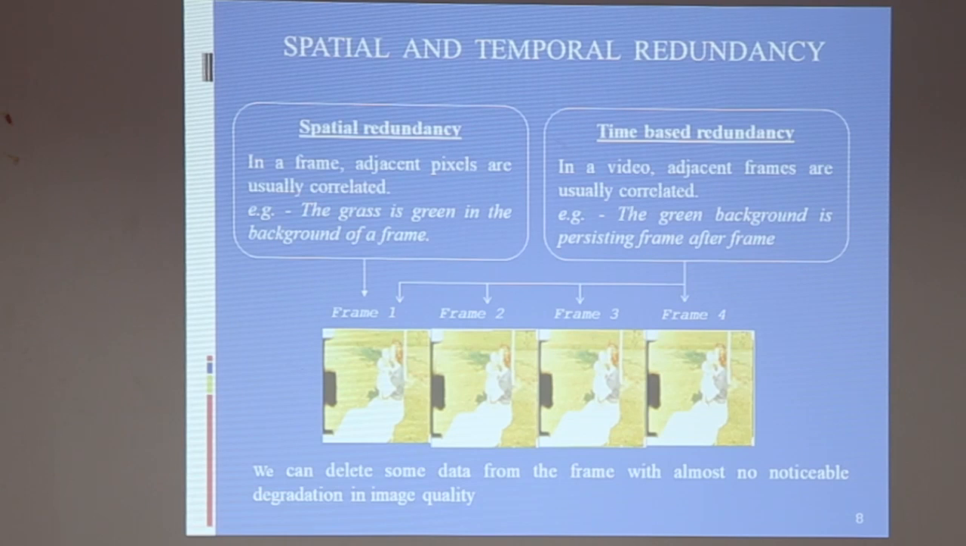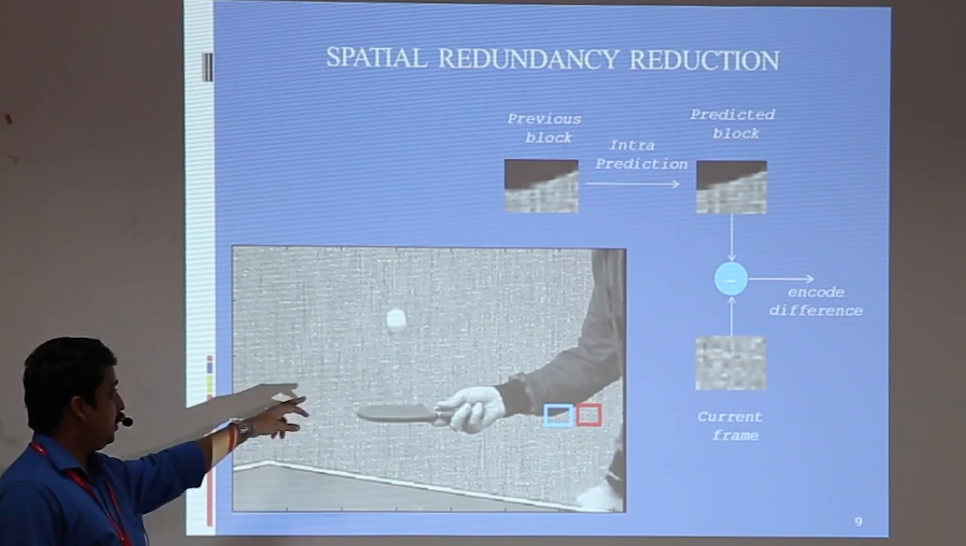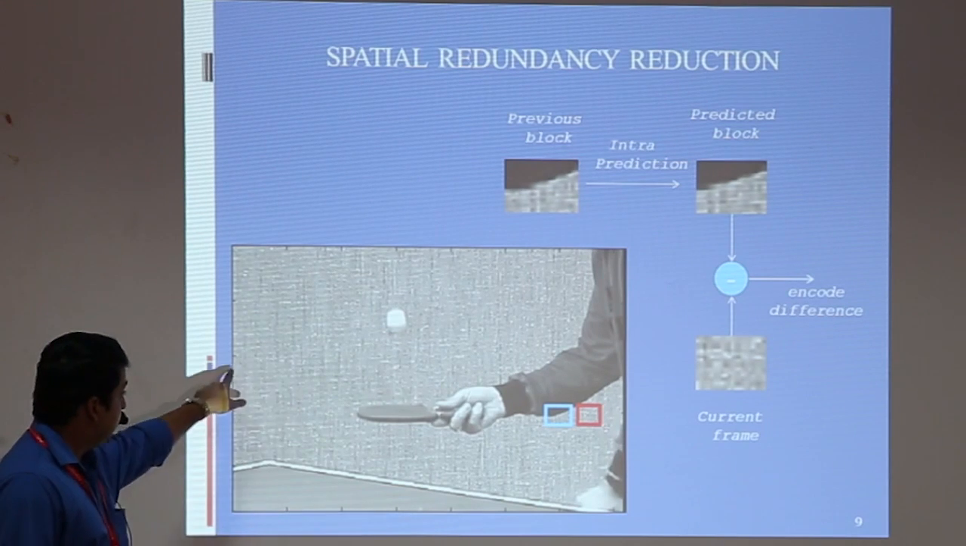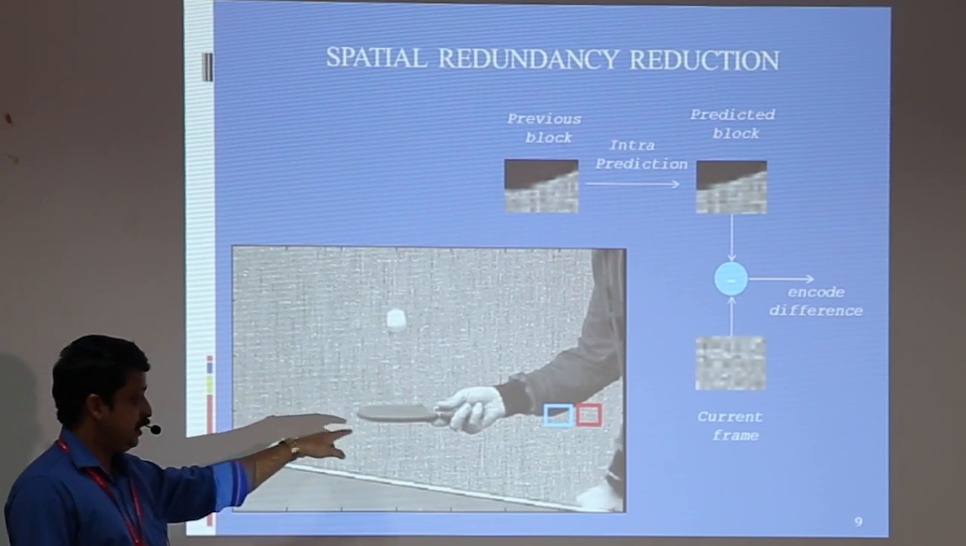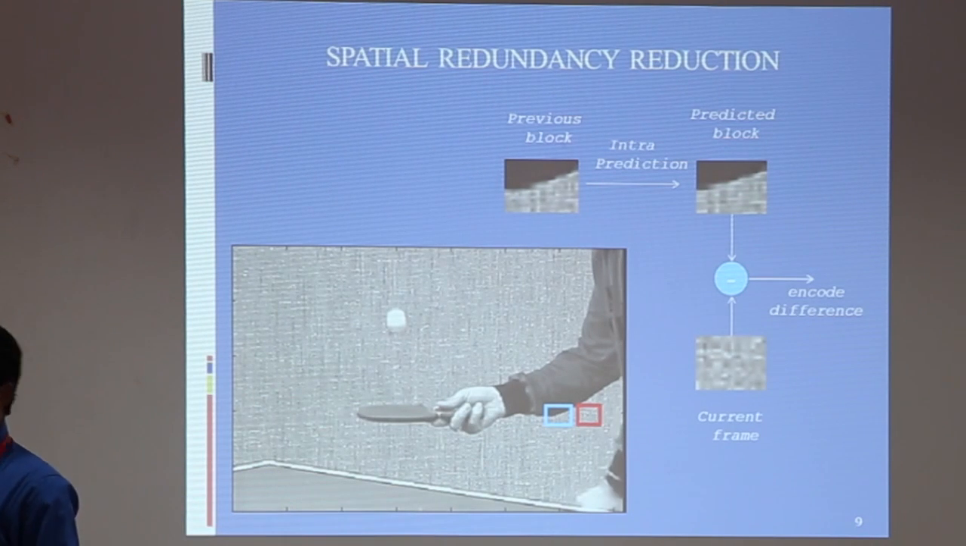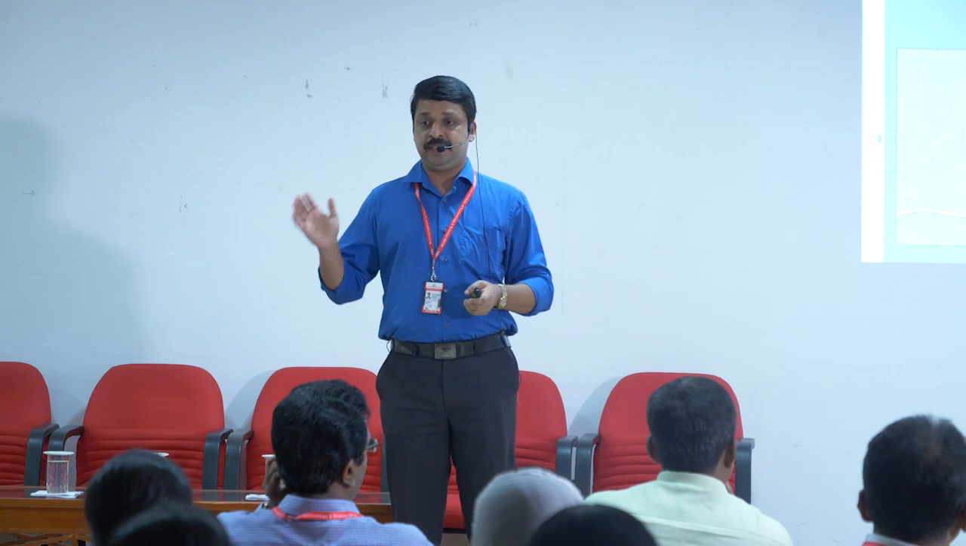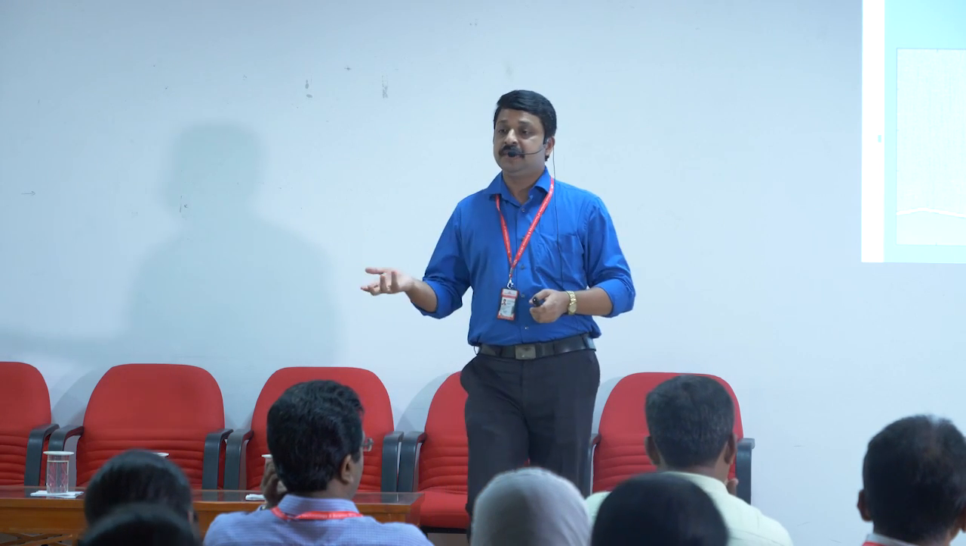As I explained earlier, there are two things: spatial, which is within the frame, and the second one, which is time based. Now we will see spatial redundancy, which means within a frame. Here we have a frame of a particular player who is playing table tennis. You can see that this region is highly correlated with this region. In video coding, or still image compression, we divide the frame into blocks of equal sizes. That size may vary from standard to standard.